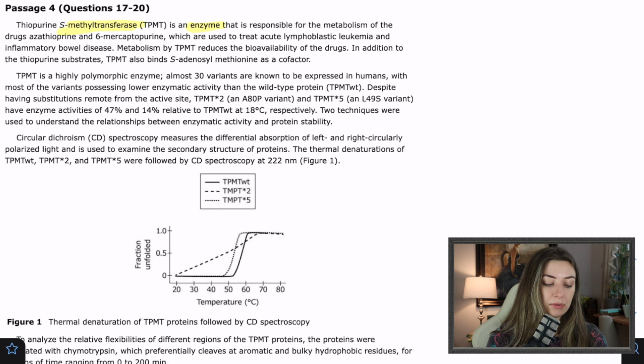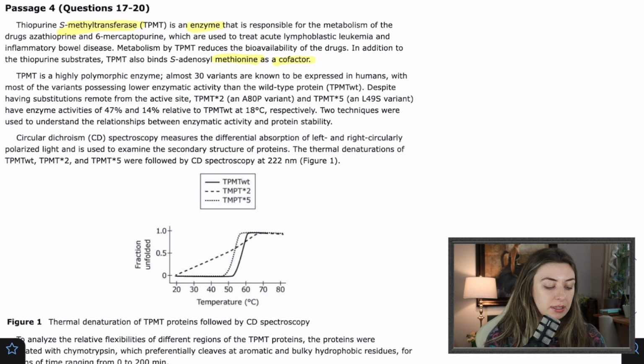Metabolism by TPMT reduces the bioavailability of the drugs. In addition to the thiopurine substrates, TPMT also binds S-adenosyl methionine as a cofactor. Okay, methionine is an amino acid, right? We have to know a little bit about cofactors, just that they're there. But they could spin this and ask a question about that.